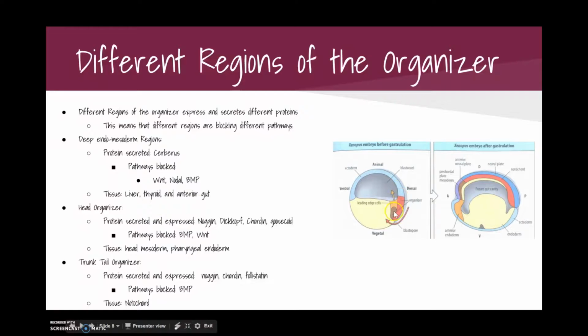As we move down, the brown region we call the head organizer, and the proteins secreted and expressed are Noggin, Dickkopf, Chordin, and Goosecoid. The pathways blocked by this region of the organizer are BMP and Wnt, and the tissues that it contributes autonomously are head mesoderm and pharyngeal endoderm. And lastly, the red region we call the trunk-tail organizer, and proteins secreted and expressed are Noggin, Chordin, and Follistatin. The pathway that's blocked is BMP.